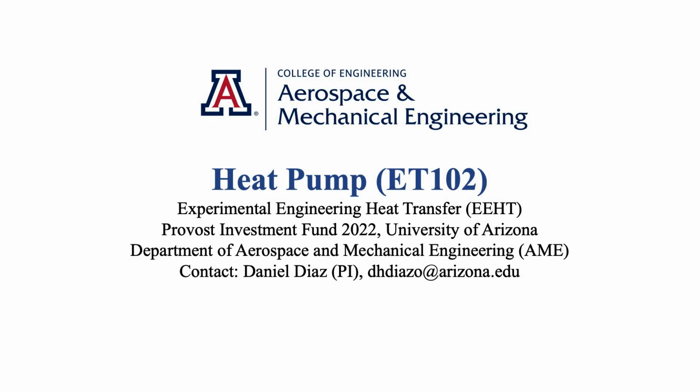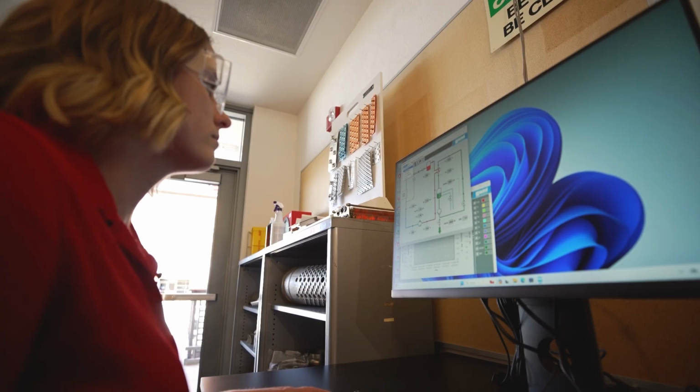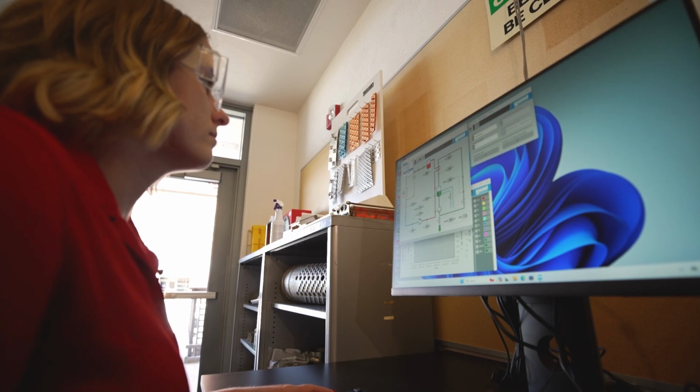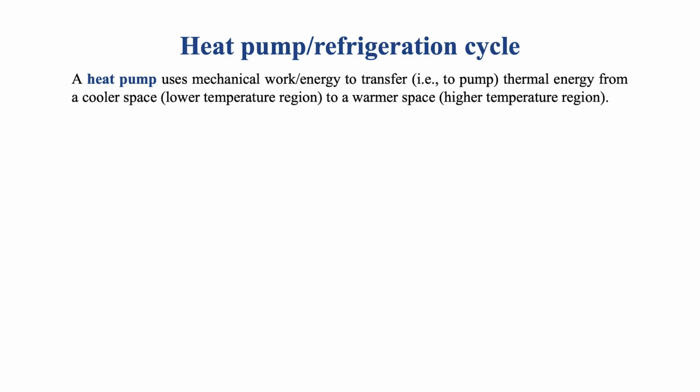This tutorial describes the operation of the laboratory heat pump instrument ET102, which is utilized to understand the thermodynamic cycle of a heat pump. Recording and displaying data is done in the software housed in the computer next to the device. Heat pumps and refrigerators are devices that use mechanical work to transfer or pump thermal energy from a low temperature space to a high temperature space.